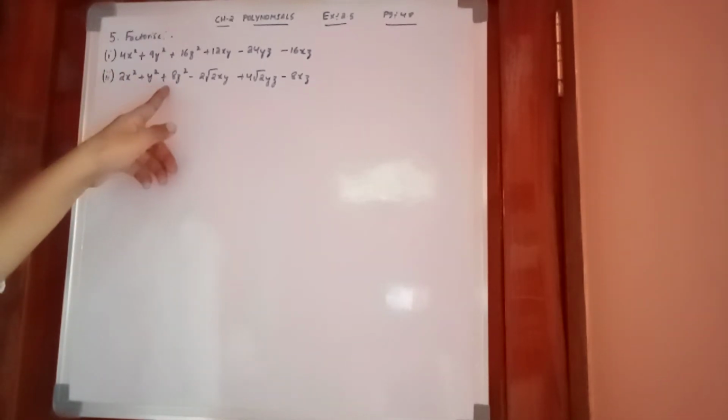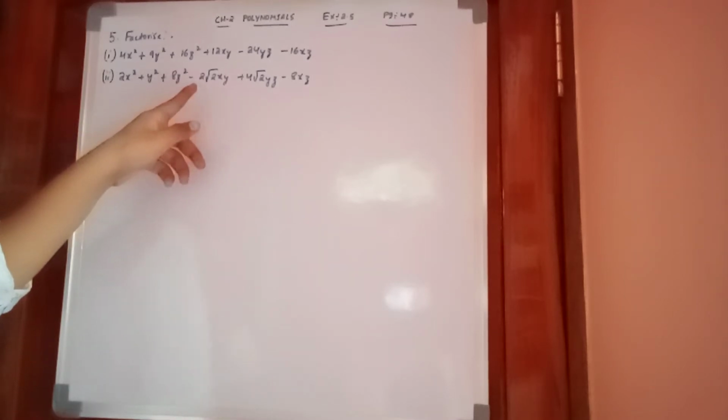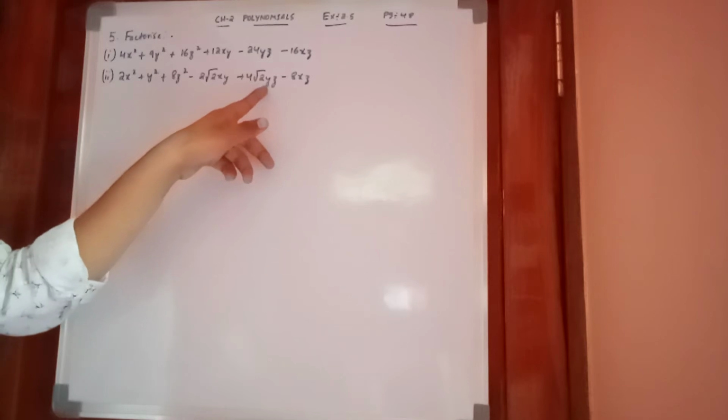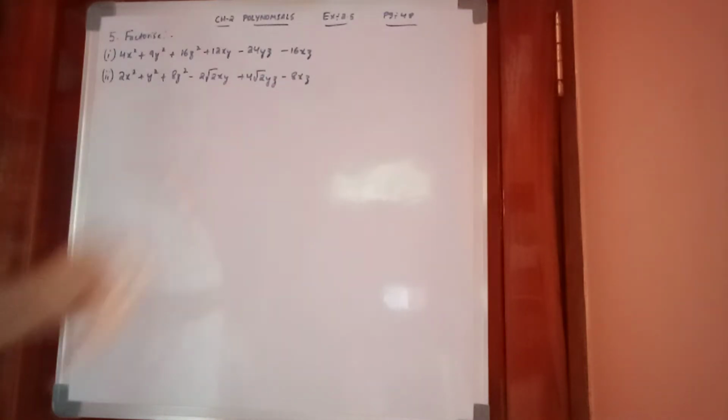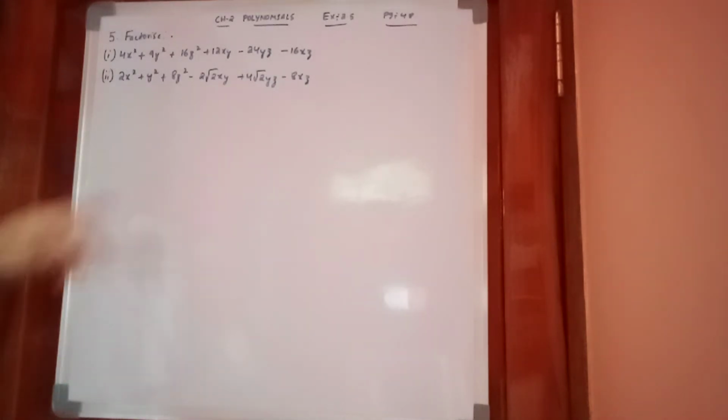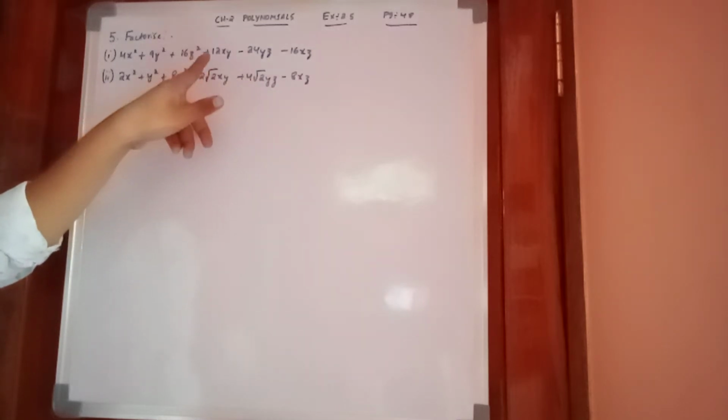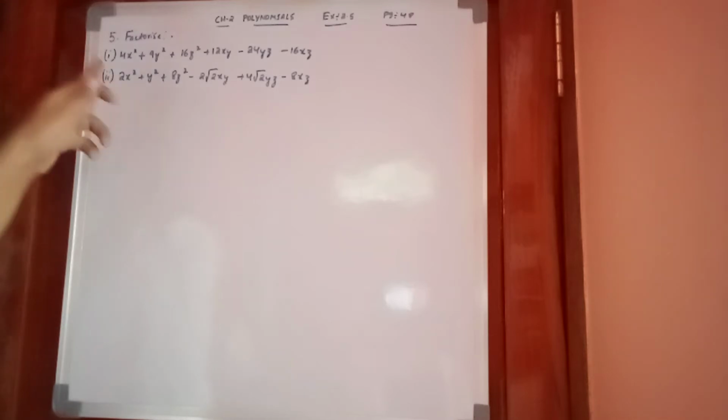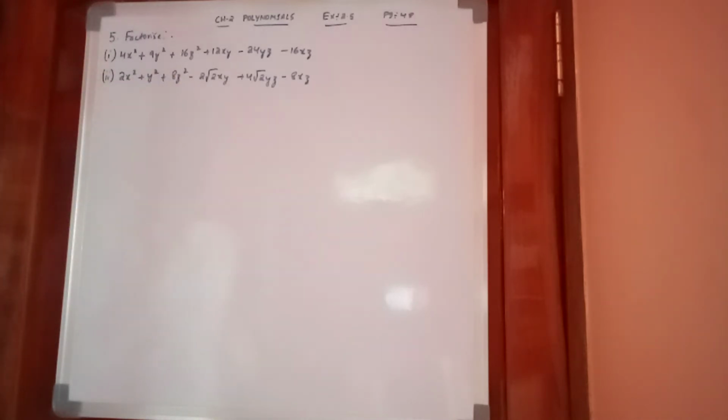Yes, now coming to the second one, that is 2x square plus y square plus 8z square minus 2 root 2 xy plus 4 root 2 yz minus 8xz. So now observe here, we are having two minus values again. In the previous one also we had two minus values. Okay, now check. In this xyz we are having one negative sign. That one negative sign we have to find out first only.